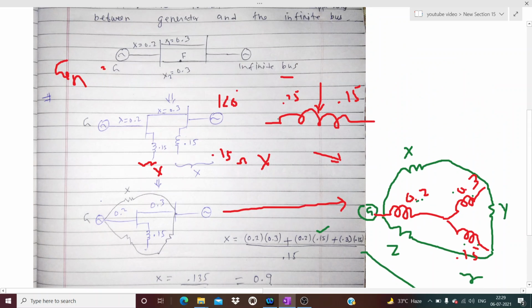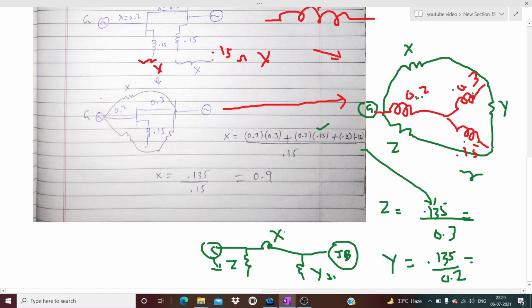So the total reactance between the infinite bus and the generator will be simply x, which is 0.9 ohm. This is a very important question, because the same question can be asked for how much power we transfer after the fault. So P will be the generator voltage E into the infinite bus voltage, upon x, into sin delta. So you will have a question like this, and you need to find x. How to find that x? This is the method. Simple.